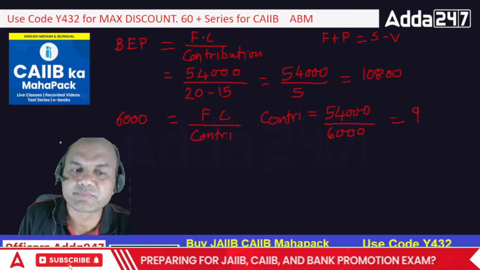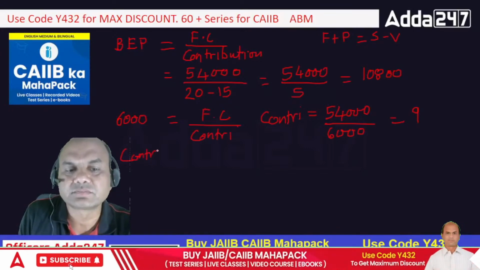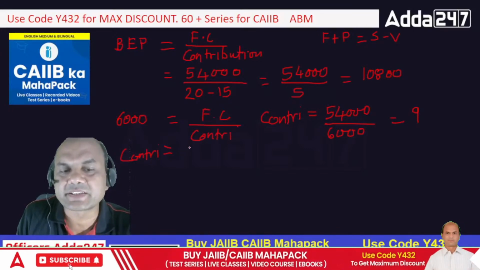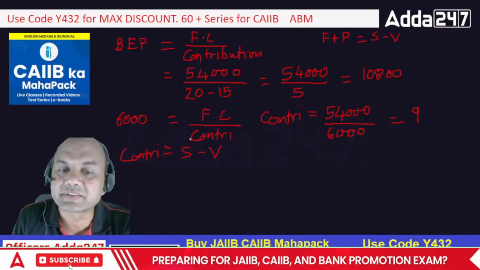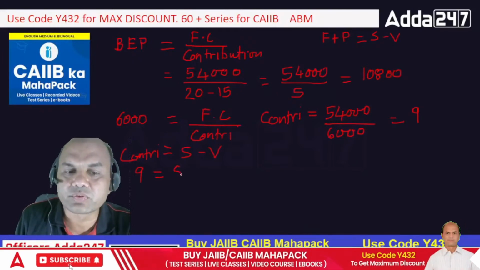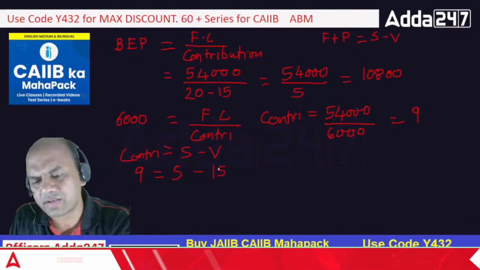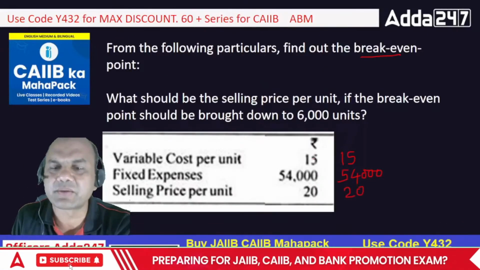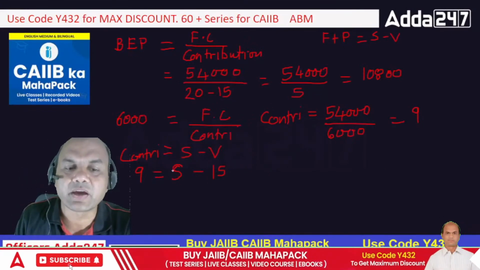But what is contribution? Contribution is selling price S minus V, right? So what do I know about this? Contribution 9. S I don't know. Variable cost I know, 15. Variable cost is 15, right? So S I don't know. I have to find out S.